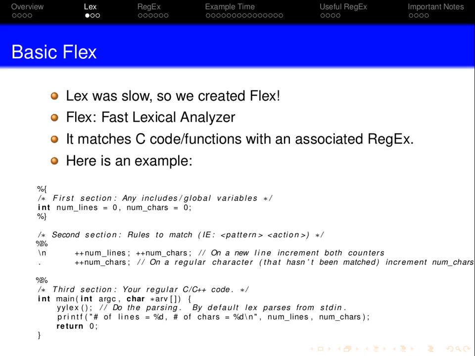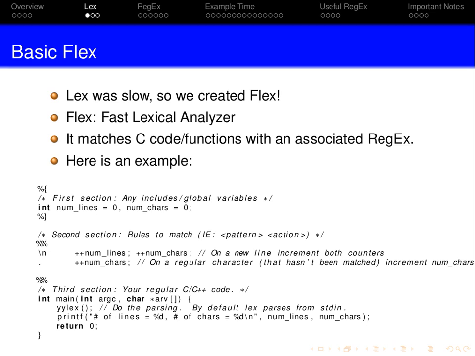Otherwise, if it does not match that regex, what dot means is any character. So if it matches any character, then you just increment num characters. And then down here in main, which is what your C code would be, yylex is what actually starts doing the parsing. It goes in and parses it.